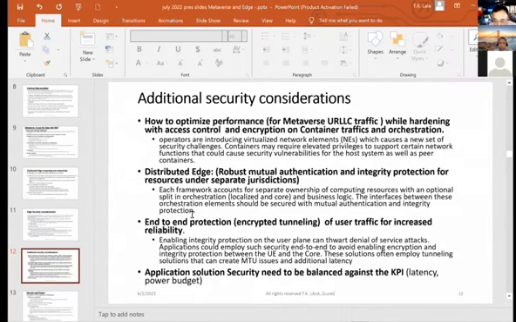Distributed edge also brings up a lot of security issues because you're going beyond one jurisdiction to another jurisdiction, and the securities are different or controlled by different jurisdictions. So how do you integrate them? How do you make it look seamless from the user perspective? Application solution security needs to be balanced against the KPIs. Earlier we talked about just the latency and the power budgets.